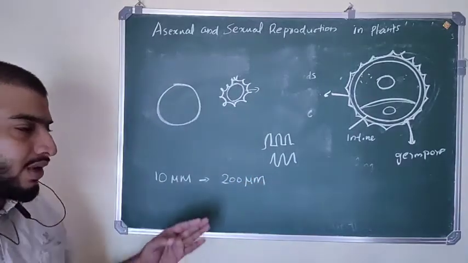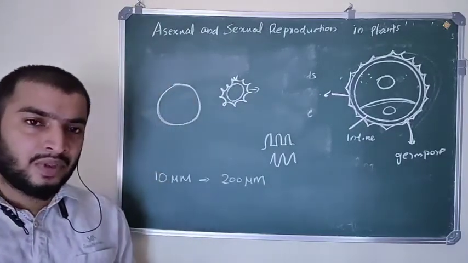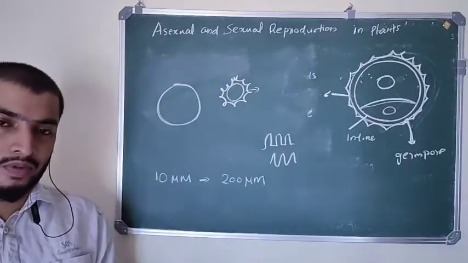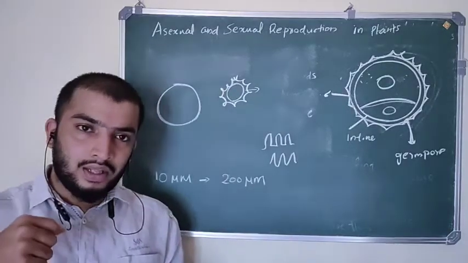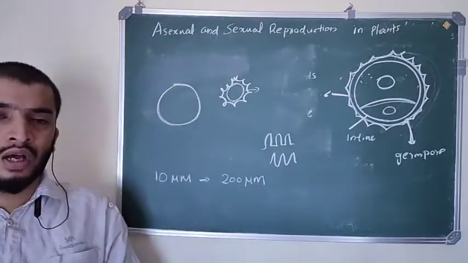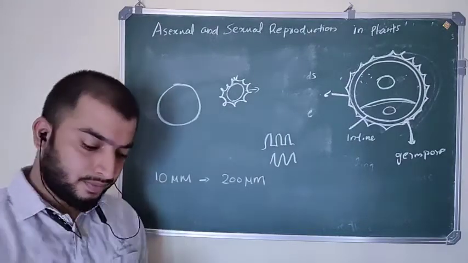Okay, for example, in Cucurbitaceae, like pumpkins, the pollen grain sizes are around 200 micrometers. So pollen grains have different shapes and different sizes from one species to another. This point you have to keep in mind.